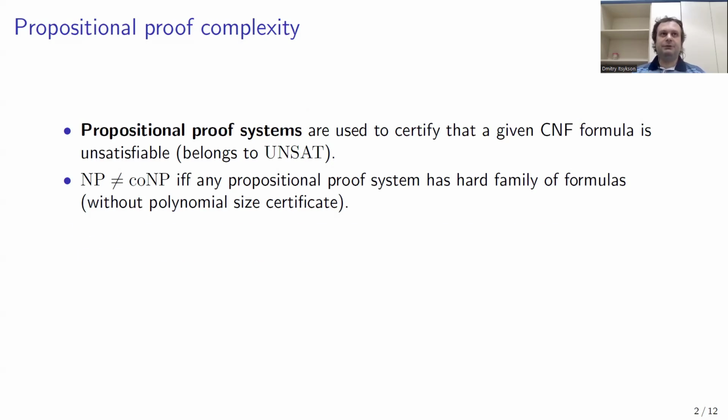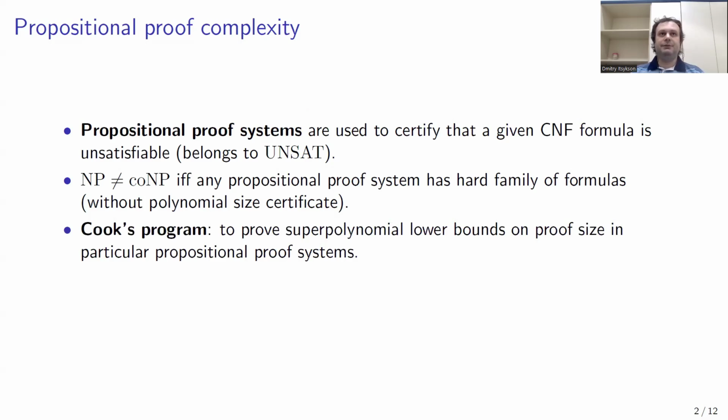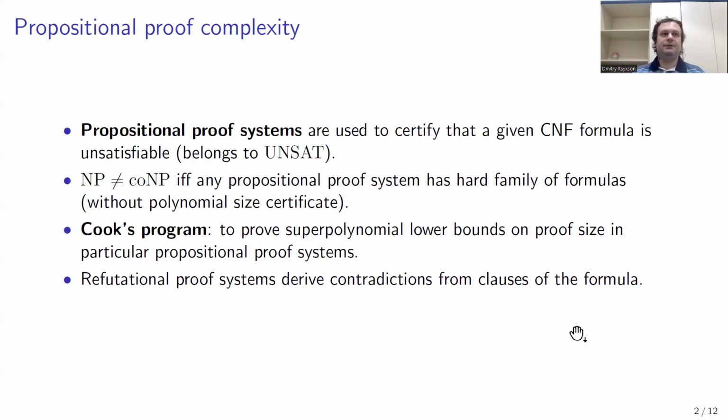The famous research program in proof complexity, introduced by Stephen Cook, is to prove superpolynomial lower bounds on the proof size in particular proof systems. Ideally, by proving lower bounds for stronger and stronger proof systems, we come closer to proving NP does not equal co-NP. In this talk, we consider only refutational proof systems that derive contradictions from the axioms, which are clauses of the refuted formula. The intermediate statements in such a refutation are called proof lines.